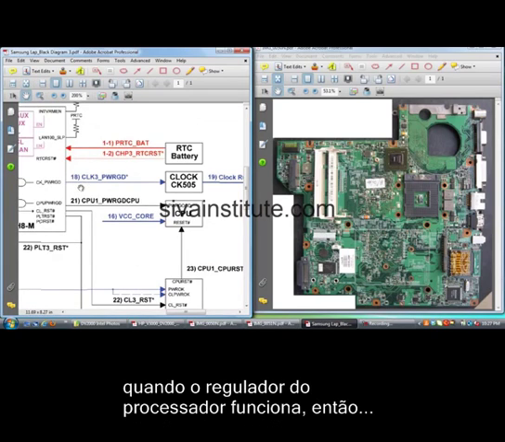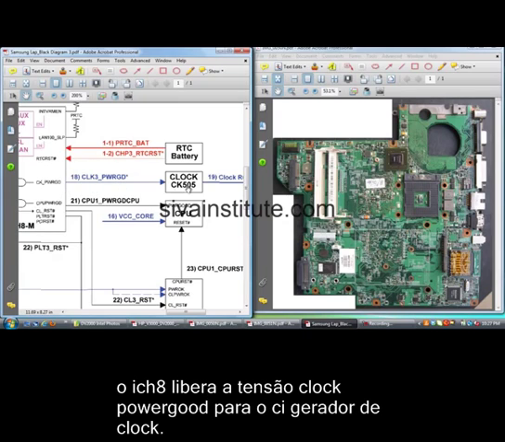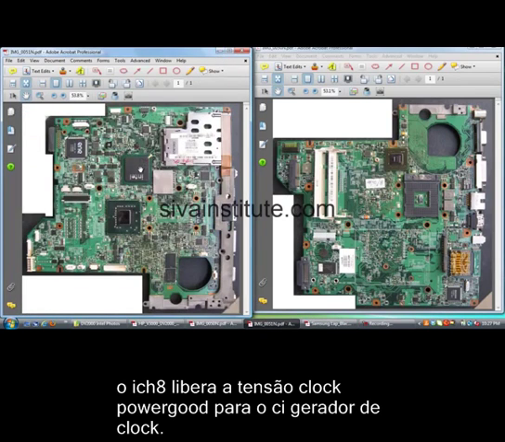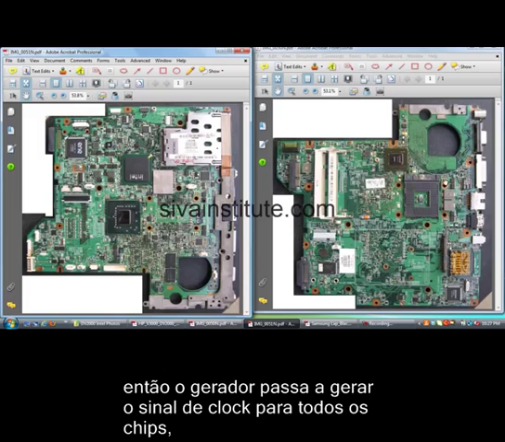When CPU power is okay, this ICH releases clock power good voltage to the clock generator IC. When this CPU power regulator is okay, this IC releases, this is the clock generator. This is the clock generator IC. On this bottom side, the clock generator IC is there. This VR clock power good, clock power on voltage goes to this regulator IC.